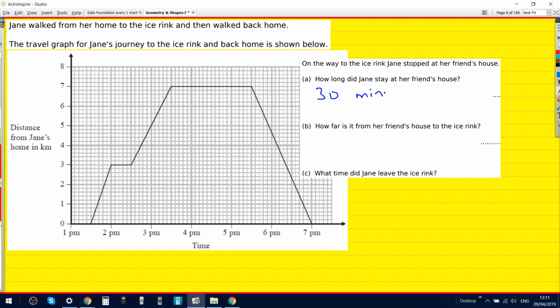How far is it from her friend's house to the ice rink? So the friend's house was the first stop. Ice rink. So it's from 3 to 7 kilometers. So that's 4 kilometers. Well done. And C. What time did she leave the ice rink? She would have left at 5:30. Yeah, well done.